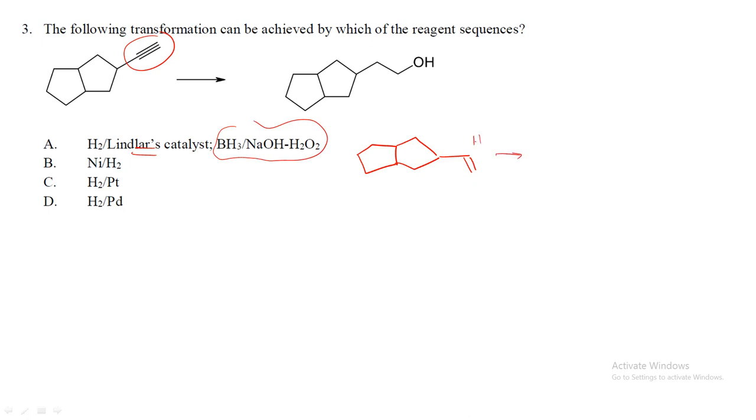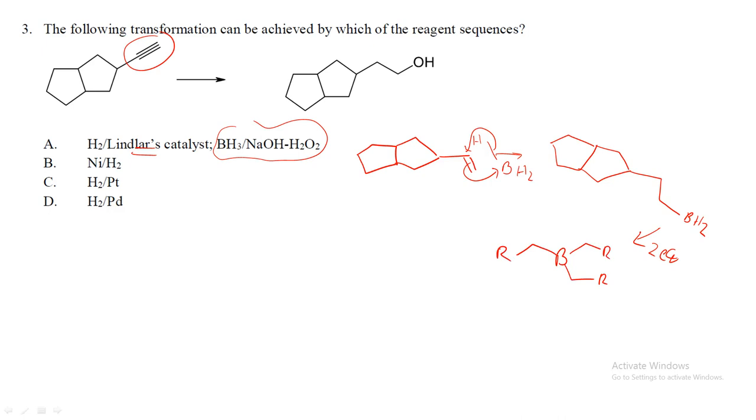So with BH3, particularly this kind of mechanism should be operating, and it would make this particular species, CH2CH2BH2. And after that, this species could further react with equivalents of these molecules and make this type of molecule. And then they have applied NaOH and H2O2.